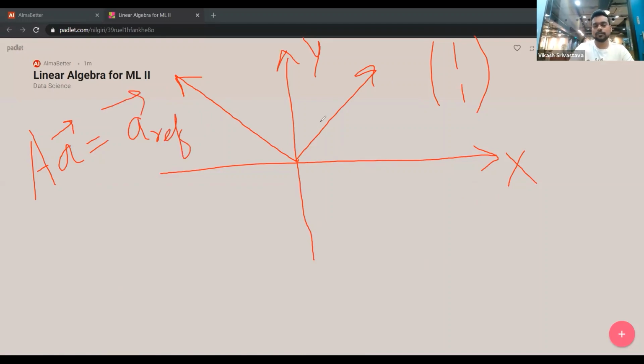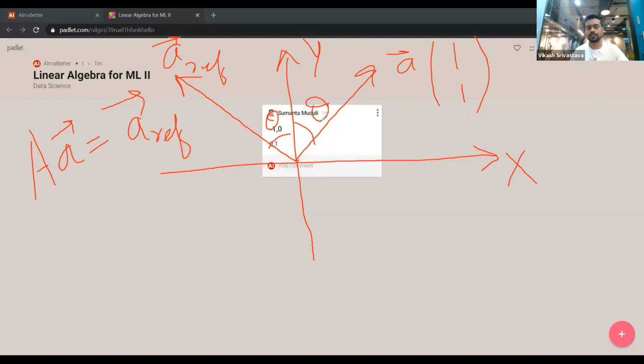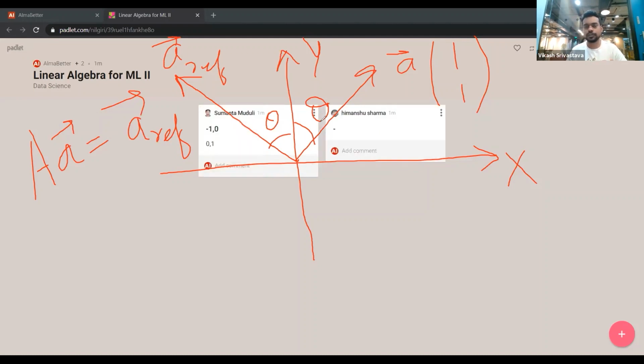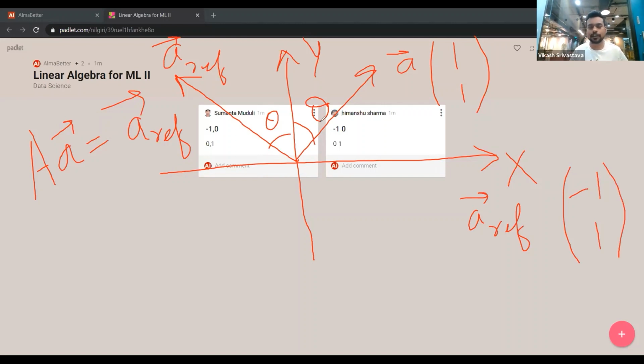Let's say this is the reflected vector, and this is the vector A. We want to do the transformation about the y-axis, so both angles will be the thetas. What will be the candidate A, or the transformation that we must apply? What is our reflected A? I'll also write the reflected A which I want to get. This is minus 1 and 1. This is my reflected vector. So what should be the candidate A?